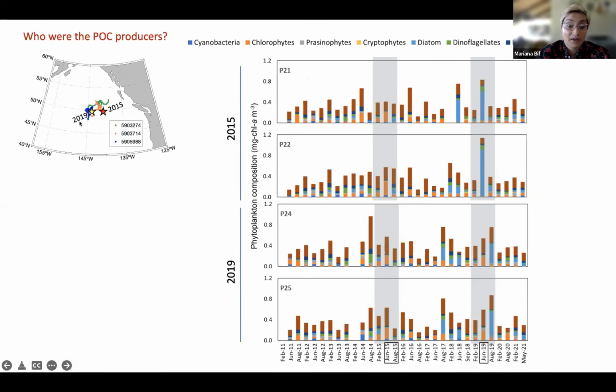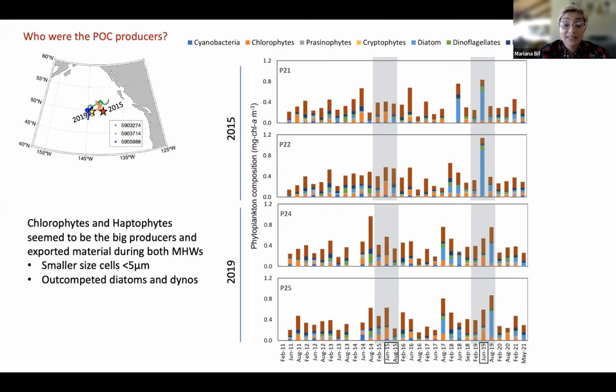And in fact, the floats were a little bit far apart during different years. So in 2015, our phytoplankton composition is more toward the coast than in 2019. Fortunately, this phytoplankton composition was collected from Line P, which seasonally crosses this area over here. So we had phytoplankton composition for both years, but just zooming in and focusing here on 2015, the phytoplankton was composed of chlorophytes and haptophytes.